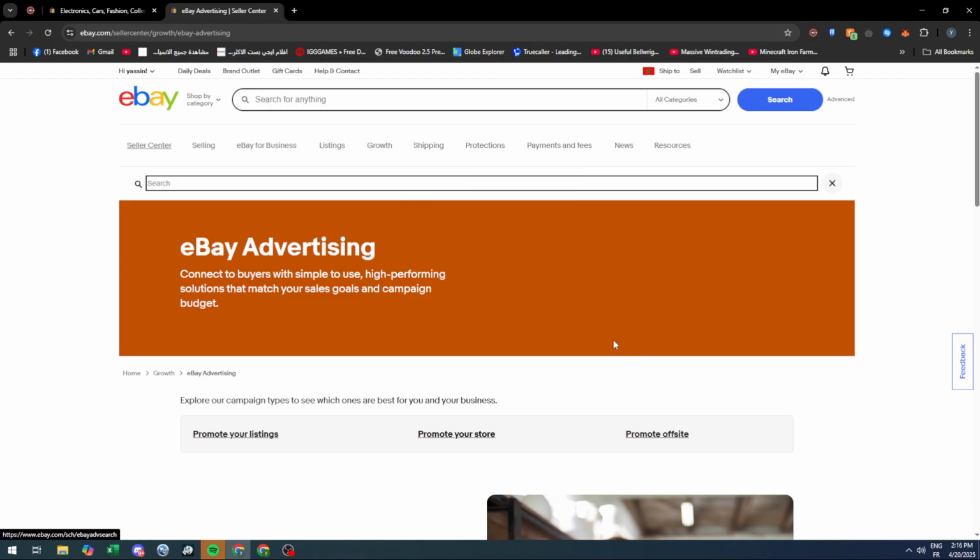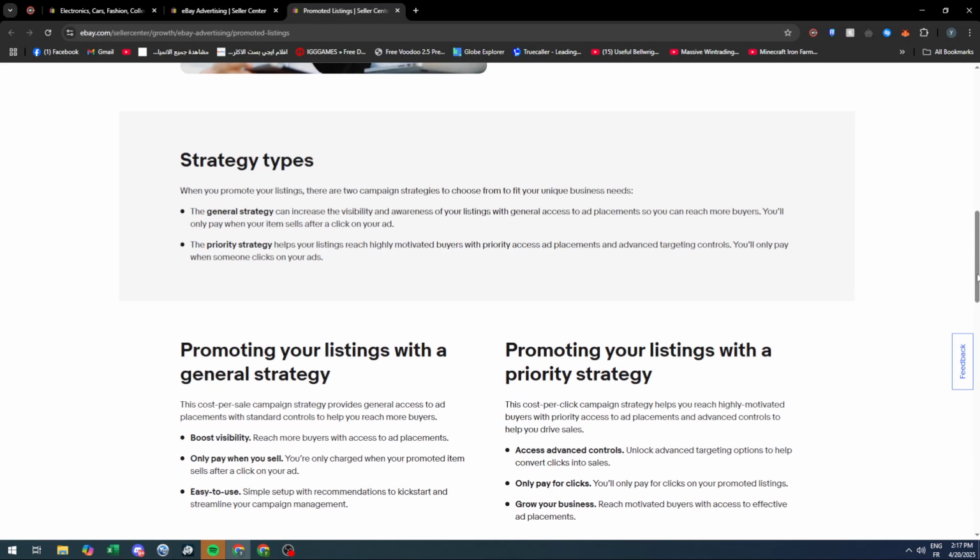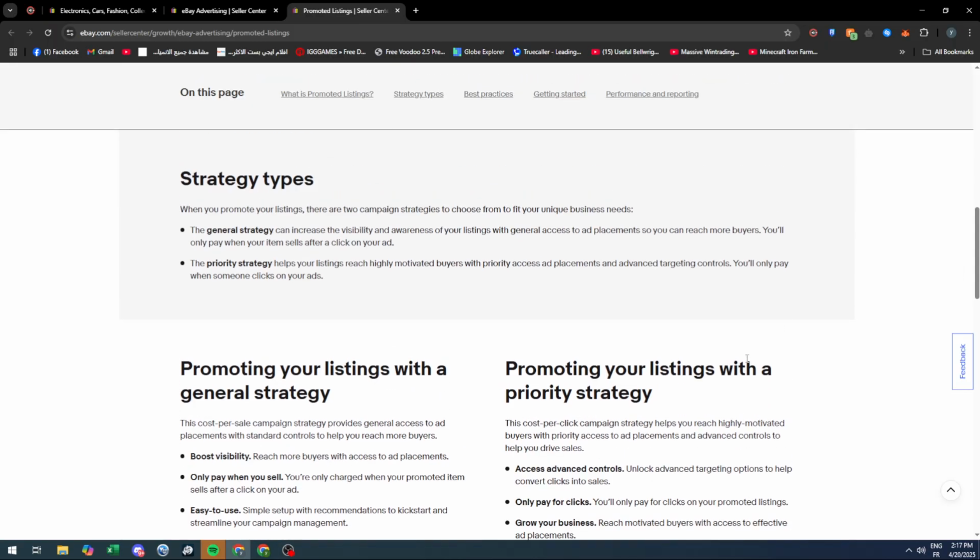But there is the other one. I forgot its name, but it helps you more to actually show your product to people with buying potential, so there is a higher chance that they will buy your product from you. So the second thing I've talked about here, guys, is the priority strategy, and there's the general strategy.